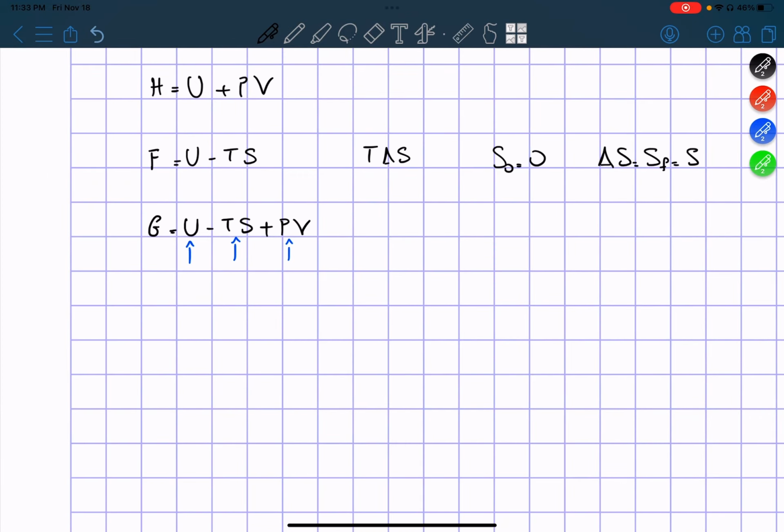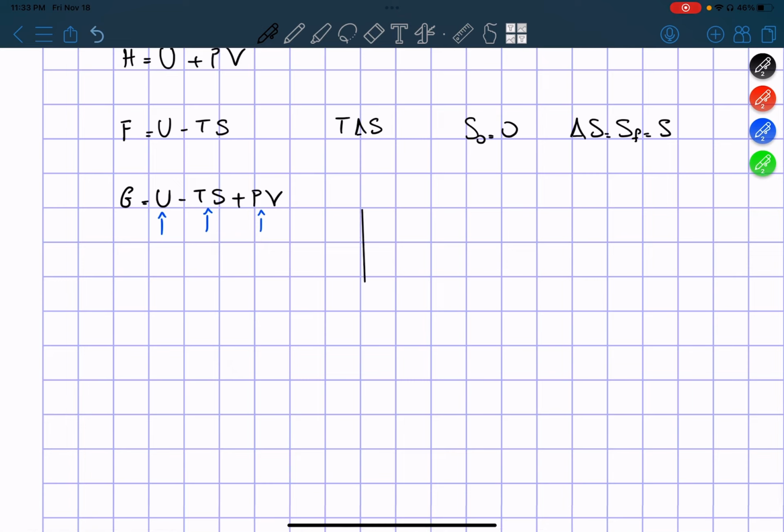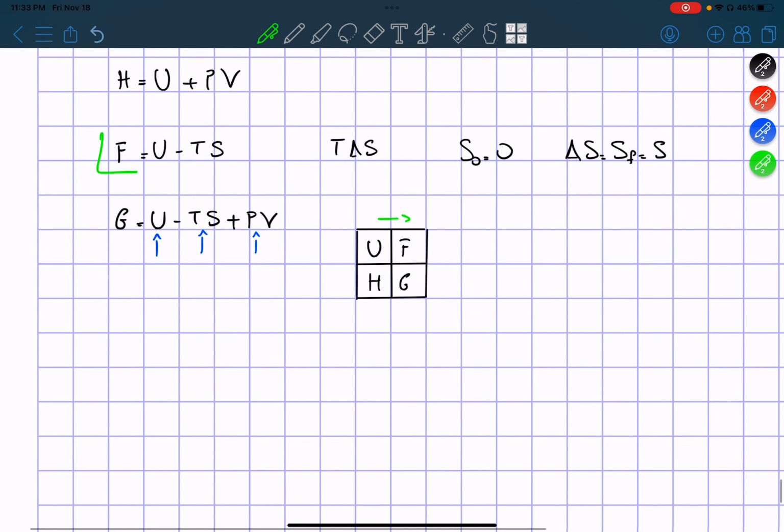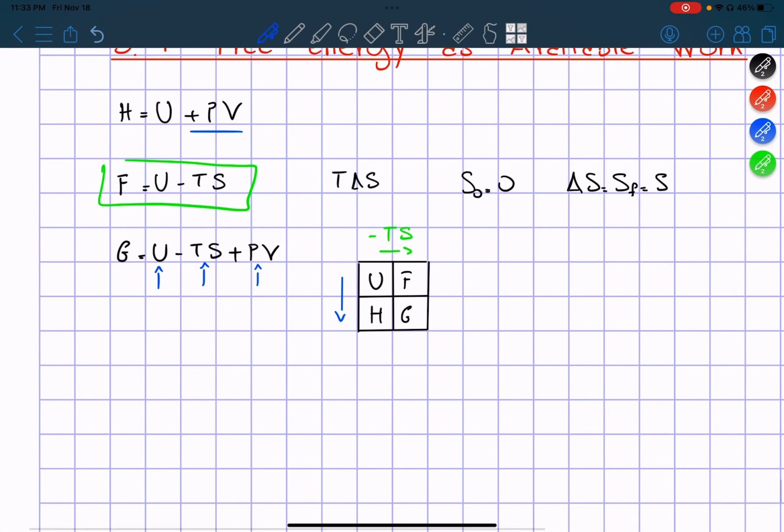One quick way of thinking about this is to create a table. It's a very quick table, so it won't take long. A 2x2 table where we have U and H in our left column, and then we have F and G in our right column. So again, if you start from U and you go right, you end up with F. What do you have to do in order to get F? You have to do minus TS. And then if you go down from U to H, what do you need to do? Plus PV.